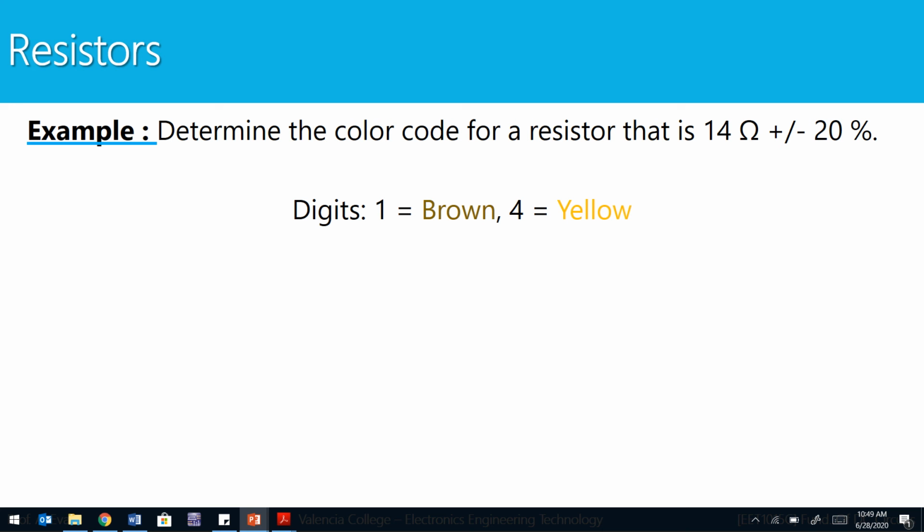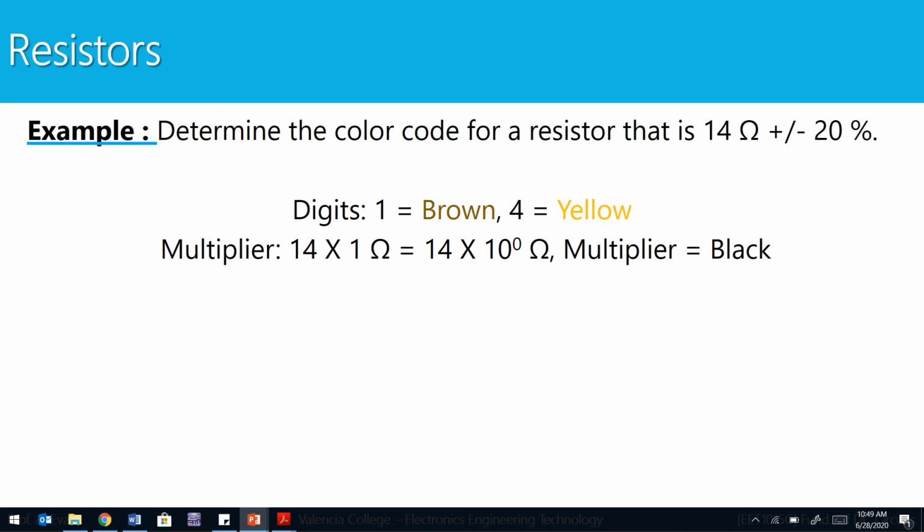And now I need to figure out what the multiplier is. Well, I have 1 and 4, which makes 14, and I'm not really multiplying by anything because I need exactly 14 ohms. If it feels like you don't have a multiplier, your multiplier is actually 1, or 10 to the 0. So that'll give you a multiplier of black. 14 times 1 will give you 14 ohms.